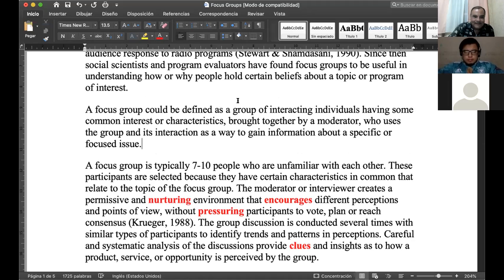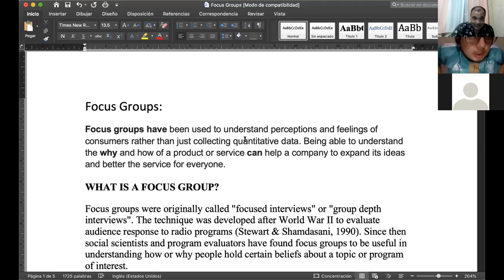If you want, we can read again. Okay, Oscar. Okay, focus group. Focus groups have been used to understand perceptions and feelings of consumers rather than just collecting quantitative data. Being able to understand the why and how of a product or service can help a company to expand its ideas and better.